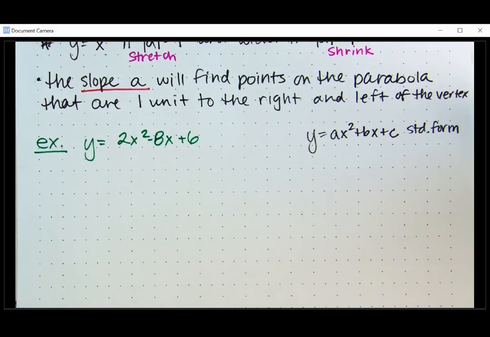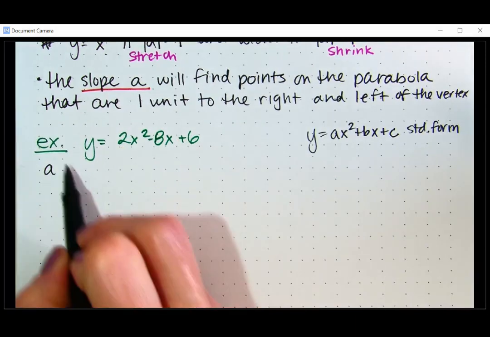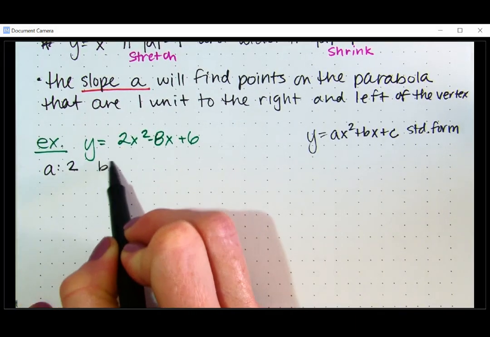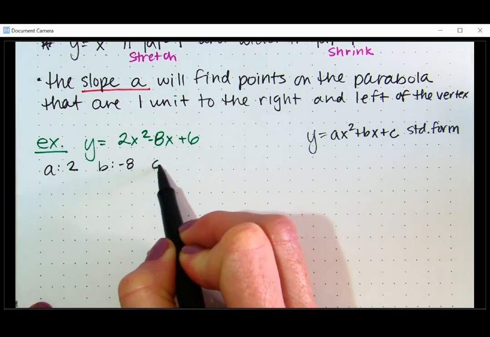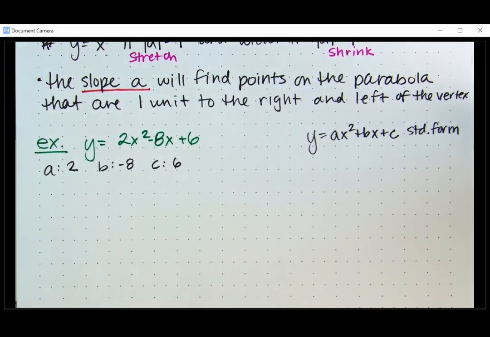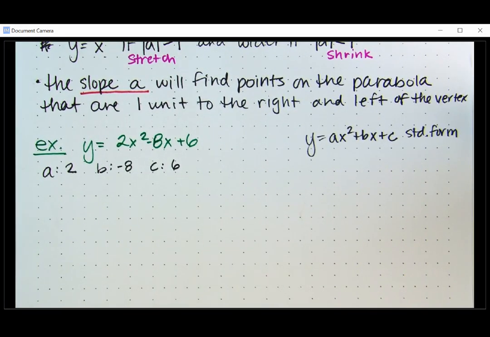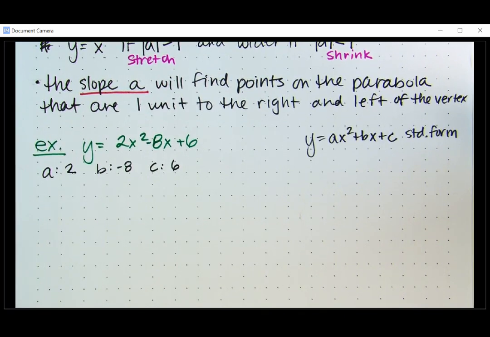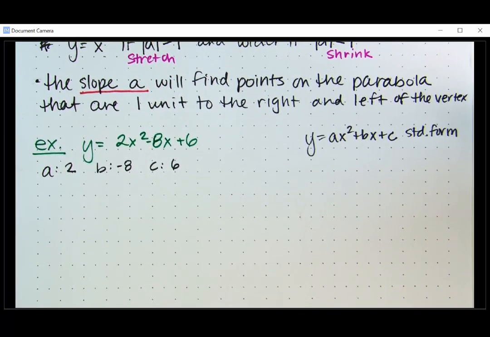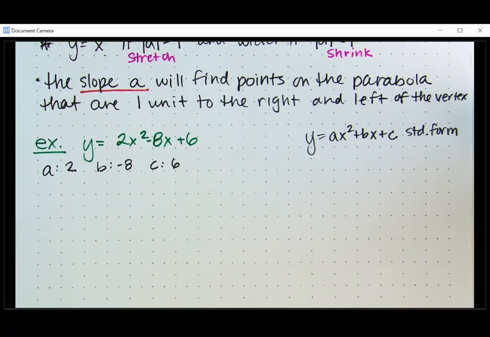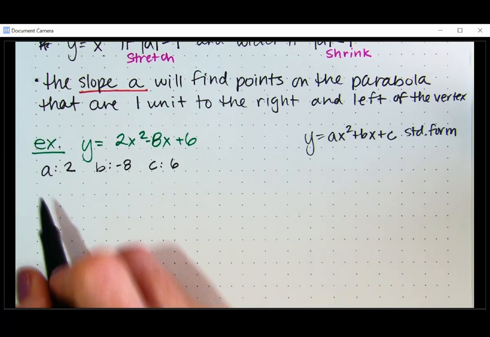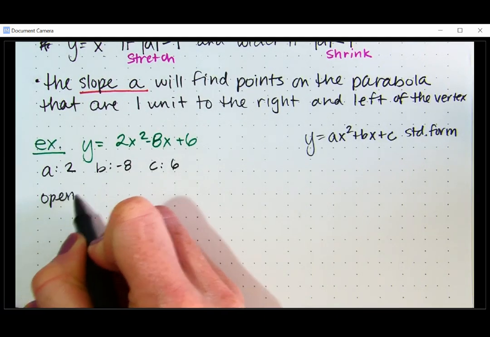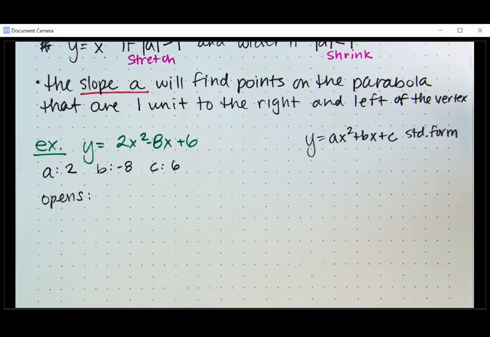So the first thing is we're going to identify our a, our b, and our c, because each of those parts are going to come in handy for the different pieces of information that we just looked at. The first thing we want to think about is, is our parabola going to open up or open down?